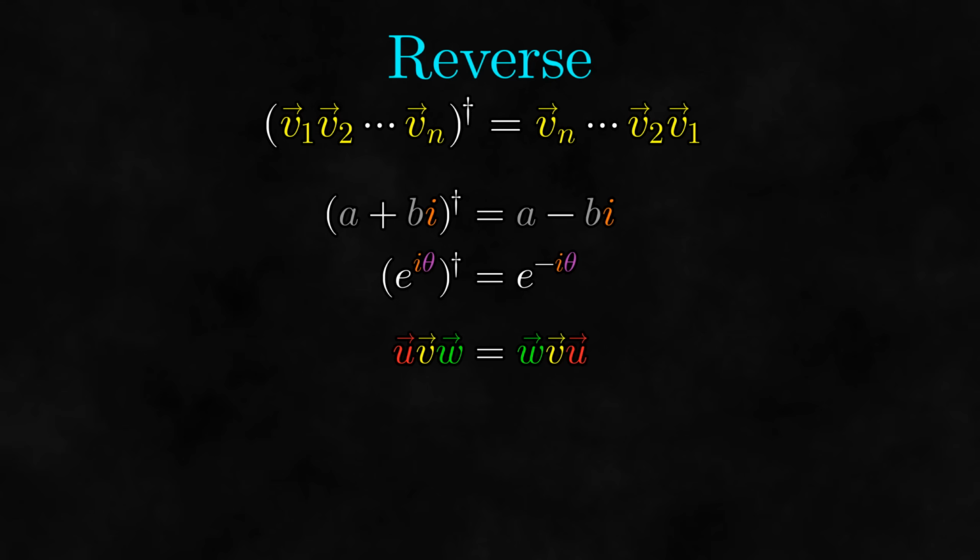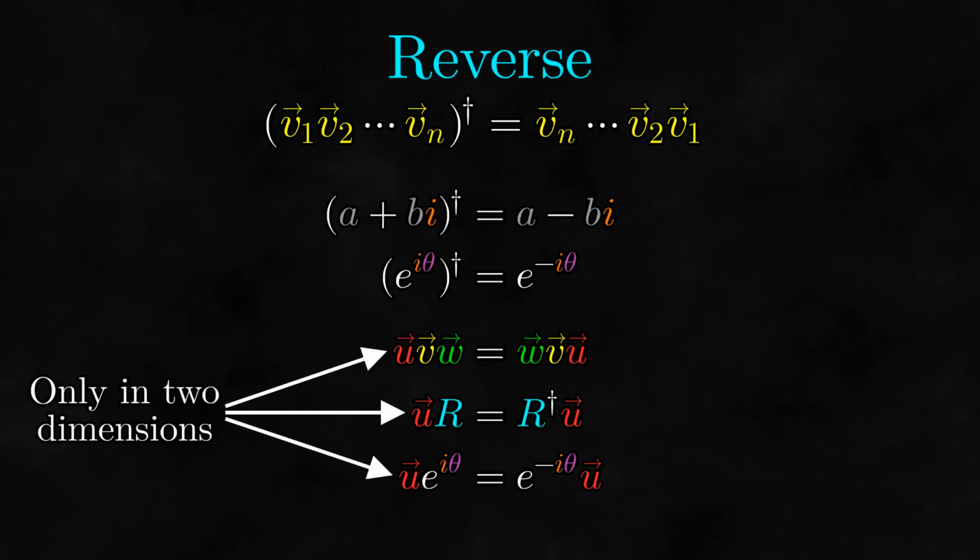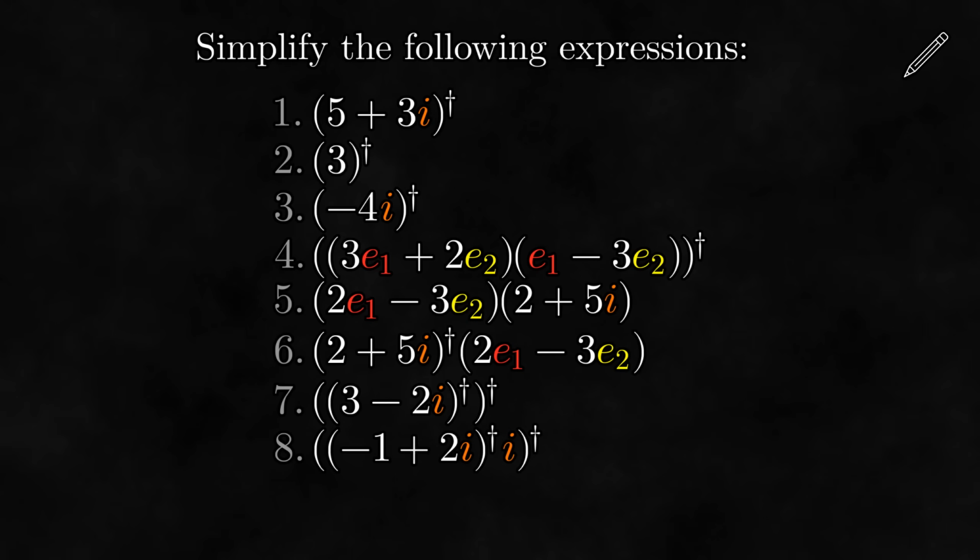Because multiplying a vector by VW on the right is the same as multiplying it by WV on the left, multiplying a vector by a rotor on the right is the same as multiplying the vector by the reverse of the rotor on the left. In particular, multiplying it by e to the I theta on the right is the same as multiplying it by e to the minus I theta on the left. Again, these last few equations are only valid in 2 dimensions, so check that you were in a 2-dimensional context before you use them. To make sure you understand the reverse, let's do an exercise. Please simplify the following expressions.